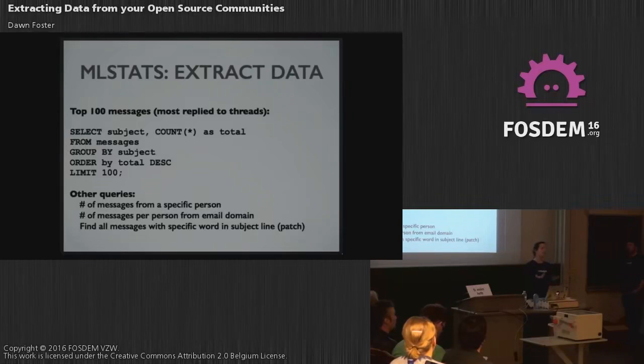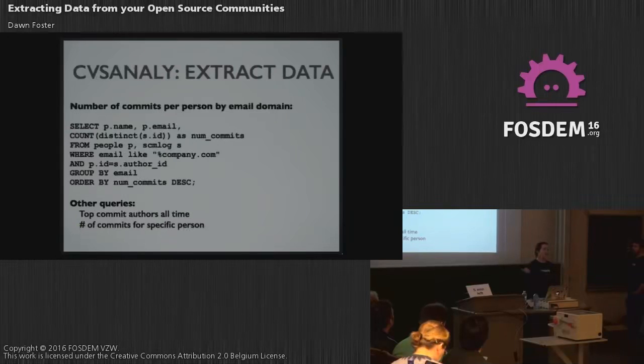You can look at the number of messages per person from a specific email domain, so you can see everybody from a certain company that's participated in the mailing list. Or you can find all of the messages with a specific word in the subject line. So maybe you're interested in finding all of the mailing list posts that have mentioned the word patch, or that have a certain maybe subcomponent of your project mentioned.